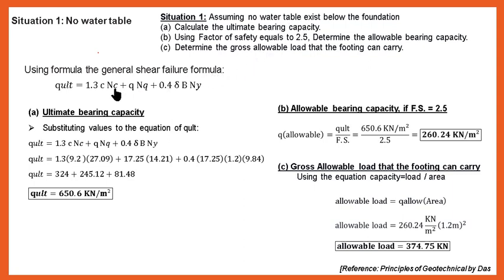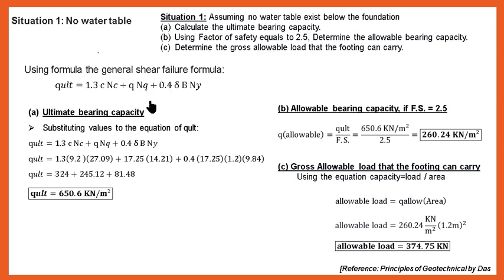So, given yung C, nakuha na natin yung NC. Yung Q natin is the unit weight times the DF, yung distance from the surface mula doon sa bottom ng ating foundation. Yung NQ natin, nakuha din natin siya. 0.4 unit weight of soil is given. Yung B is also given, and yung NY nakuha din natin siya sa table. So, pag walang water table, substitute nyo lang diretso yung ating values sa ating equation.